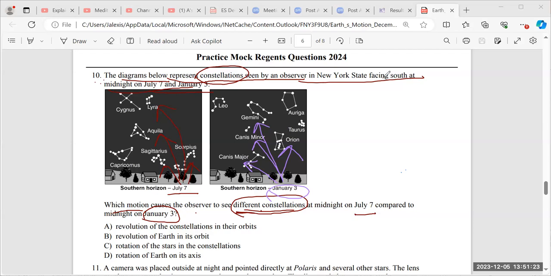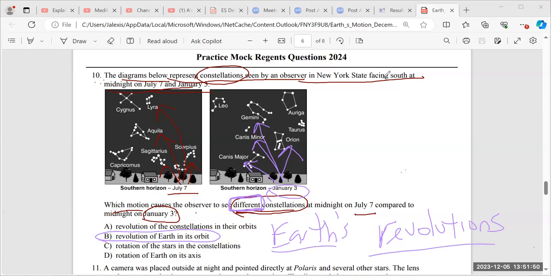The reason is because the Earth revolves. It is all about the Earth's revolution, not the stars' revolution, not the constellations' revolution. The reason why we see different constellations is because of the Earth's revolution. That's why the answer is choice B.